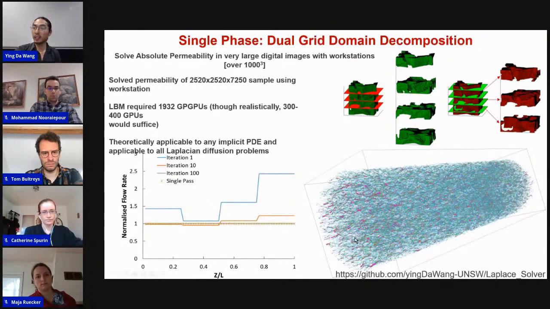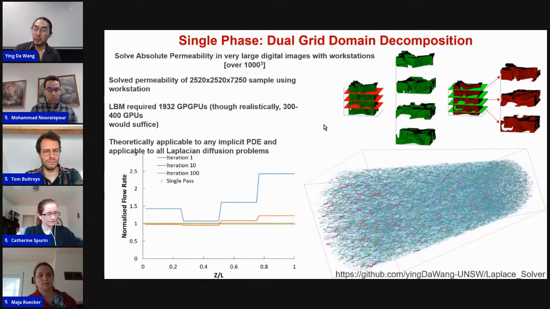And so an example of what you can do with this technique is, with a standard workstation with about 16 to 24 CPU cores, you can solve for a domain of the size of 2,500 by 2,500 by 7,000, which is, at least here at UNSW, roughly the size that you get out of our CT scanners, which I'm sure is very similar elsewhere in the world with other people's hardware as well.